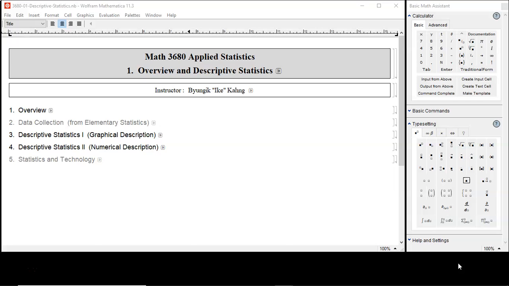Hello students, welcome back. We are done with the overview, section 1. Now let's go to section 2, data collection.